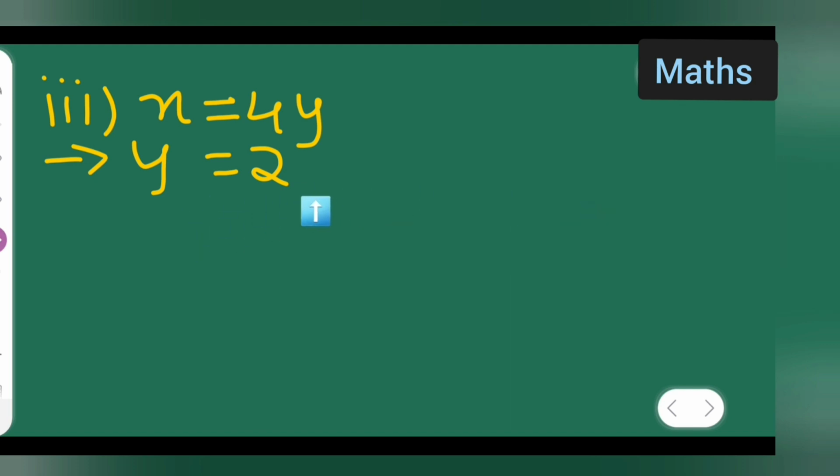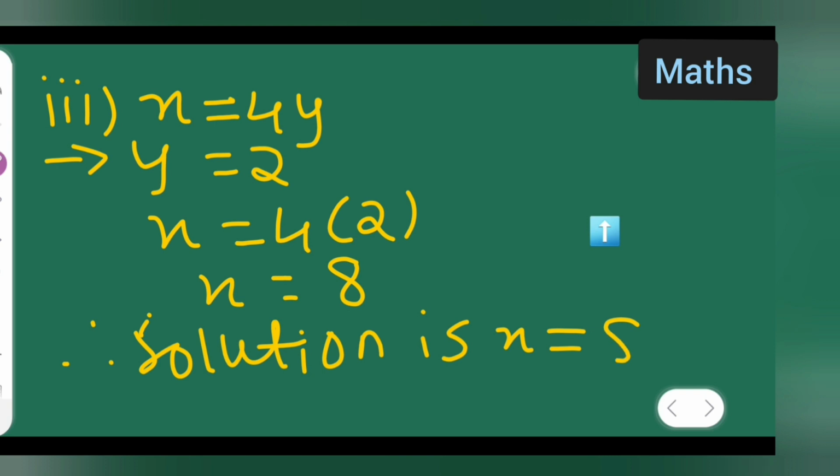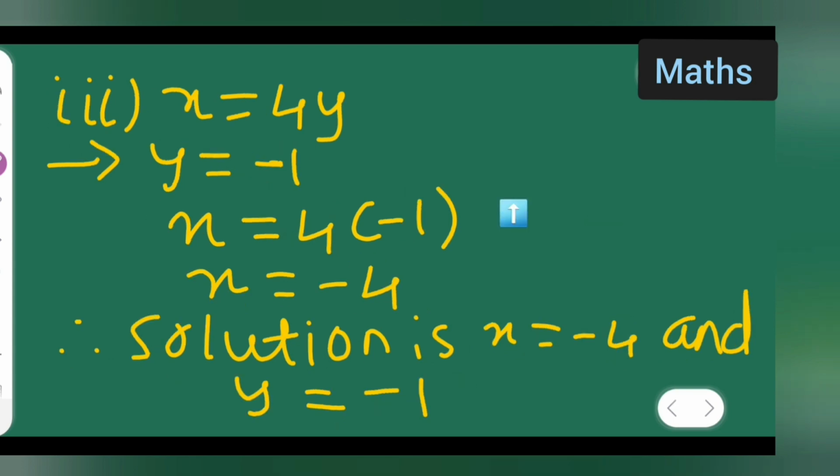Next, let us plug in 2 for y. So x is equal to 4y, with y is equal to 2. This is the last one, the fourth one. So x is equal to 4 into 2. 4 twos are 8. Therefore the solution is x is equal to 8 and y is equal to 2. So we are done with these 4 solutions, 1, 2, 3, 4.